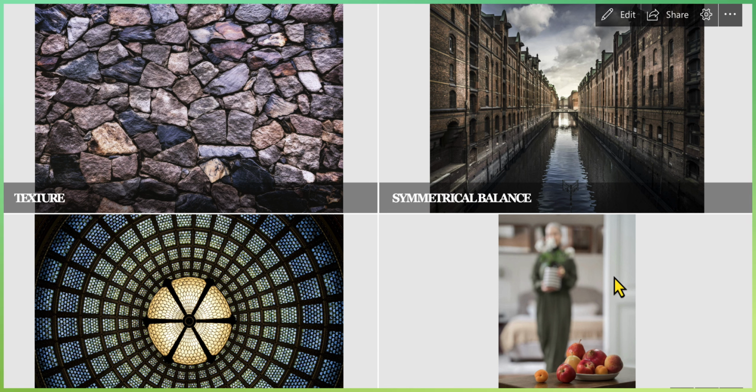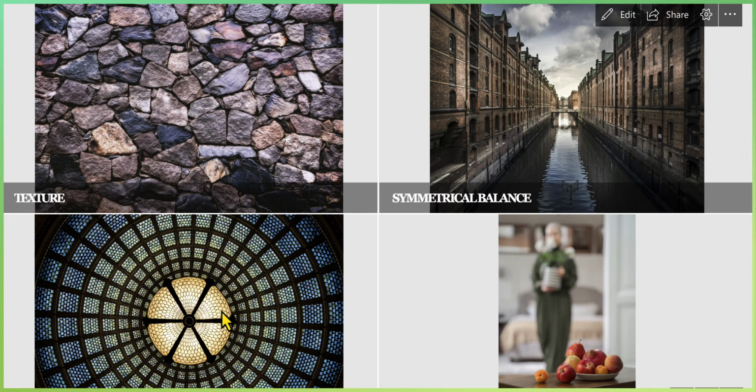In summary, texture is going to be a simulation of a real-life object and how it feels on a two-dimensional surface. Symmetrical balance is going to be an image that is very similar in the left and right hand side, so that if you were to cut it right down the middle, you would have an image that is similar in size in both the left and the right hand sides.